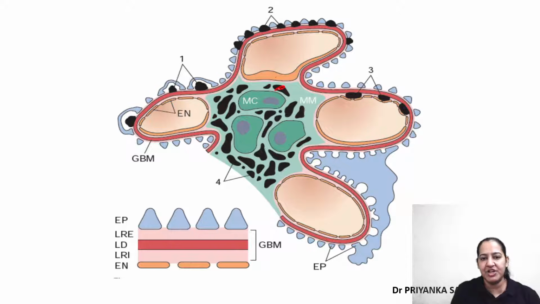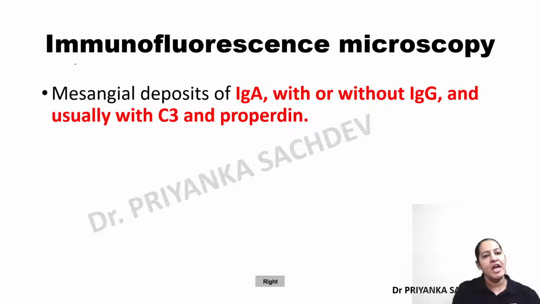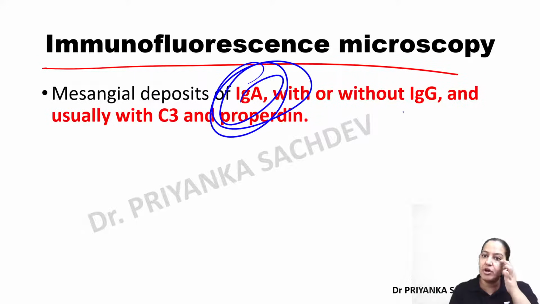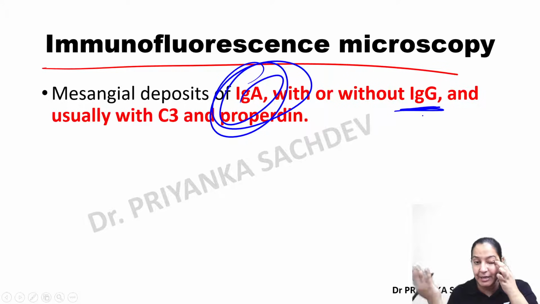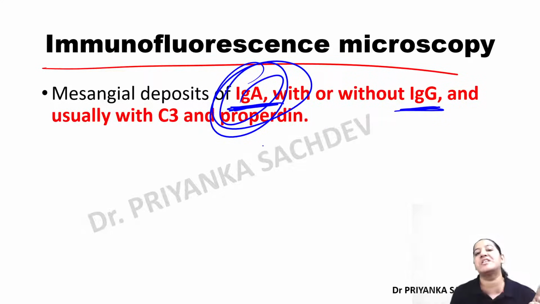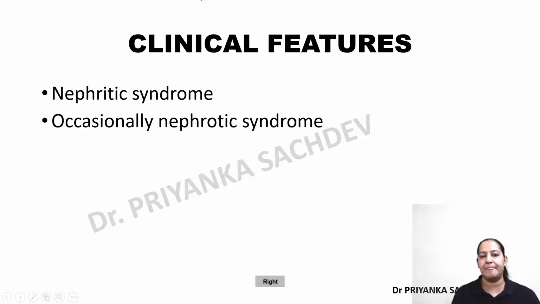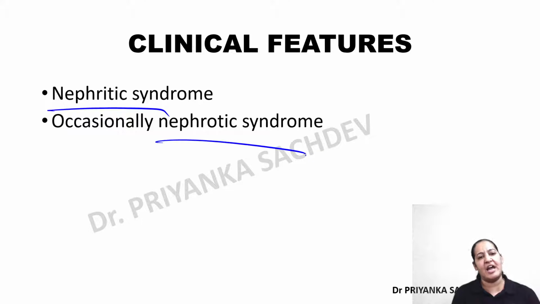Can you see these mesangial deposits? Deposits will be in the mesangium. You got it? Immunofluorescence is important. Here the composition is IgA, with or without IgG, because the antibody against antibody can be IgG, but the main antibody acting as the antigen is IgA. So that is the hallmark of this disease, immunofluorescence. Give me a thumbs up. It can be nephritic, it can be nephrotic.